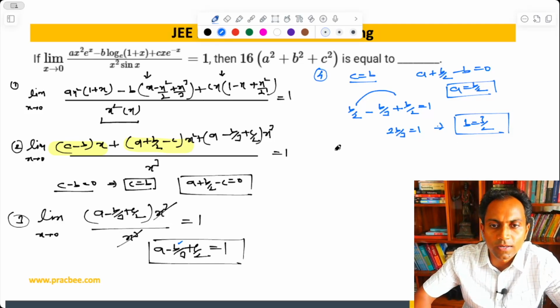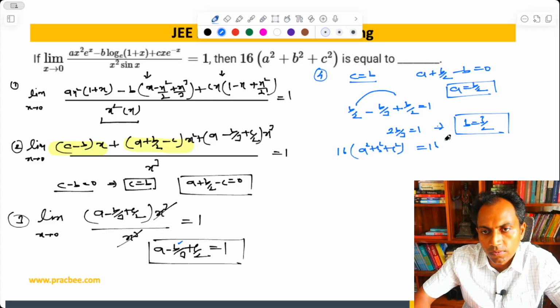Once you have this value, let us figure out the value of 16 times a square, b square plus c square. Now we know that a is equal to b by 2, so a is 3 by 4. b is 3 by 2, so b square becomes 9 by 4. And c is equal to b, so this also becomes 9 by 4.